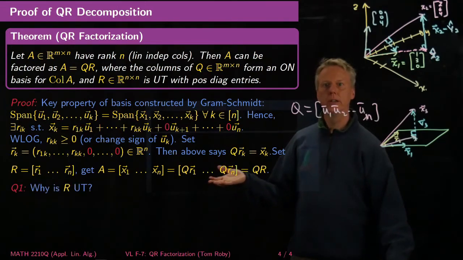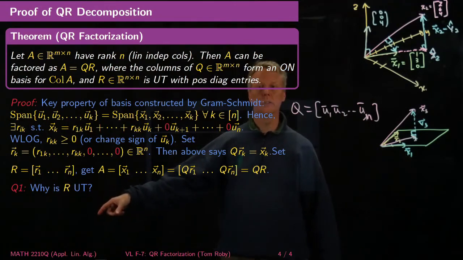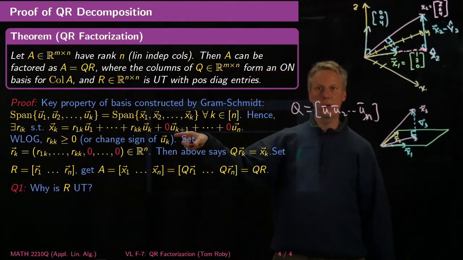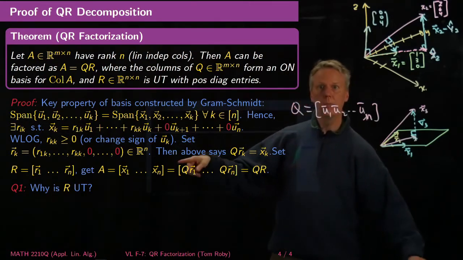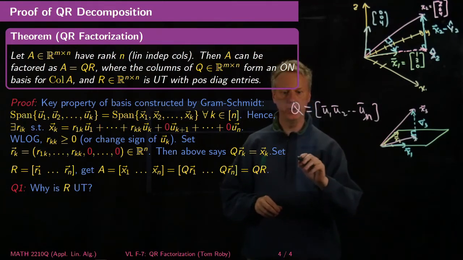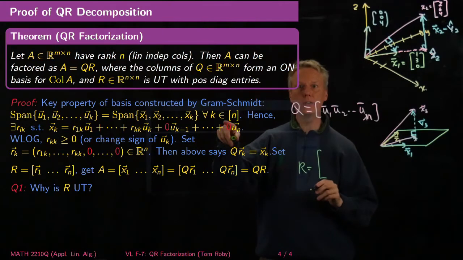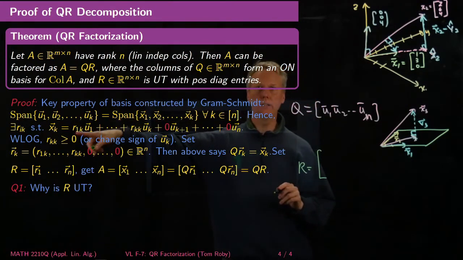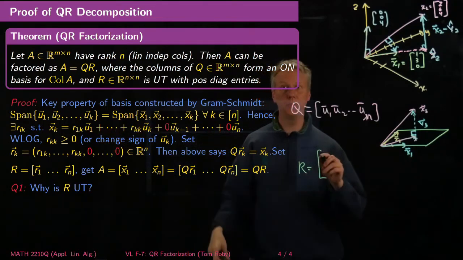And I guess you might ask a few questions. First of all, why is R upper triangular? Well, that's this property, right? This property says that when I write down R, so to write down x1, I'll only need R1,1 times U1, and all the other ones will be 0.